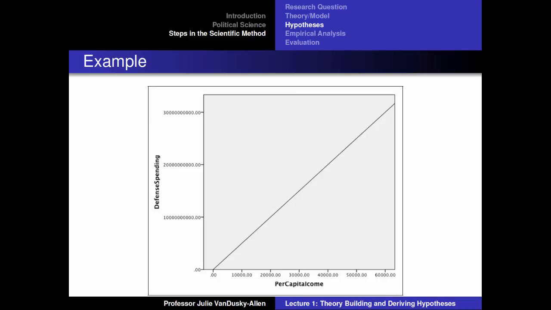Defense spending is on the y-axis. Per capita income is on the x-axis. And as per capita income increases, so it's going this way, defense spending is also increasing, resulting in a positive slope.